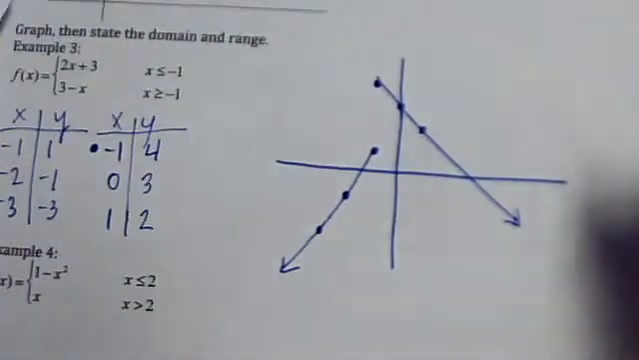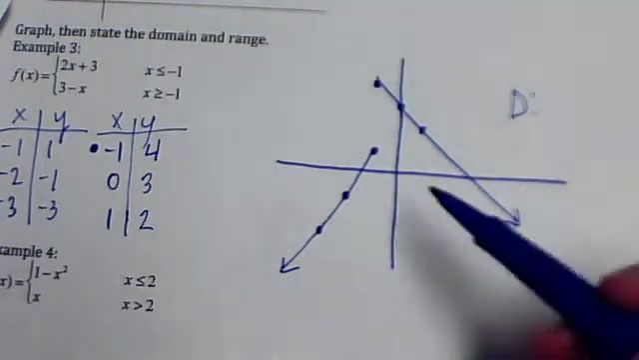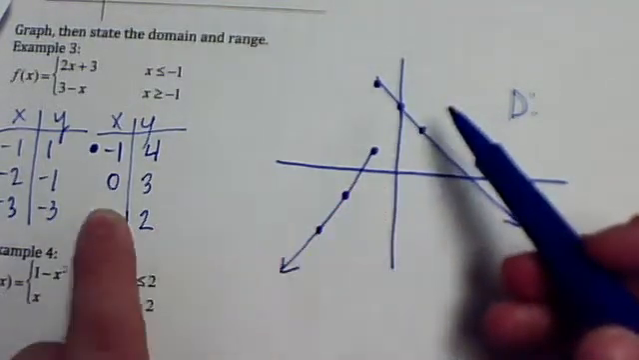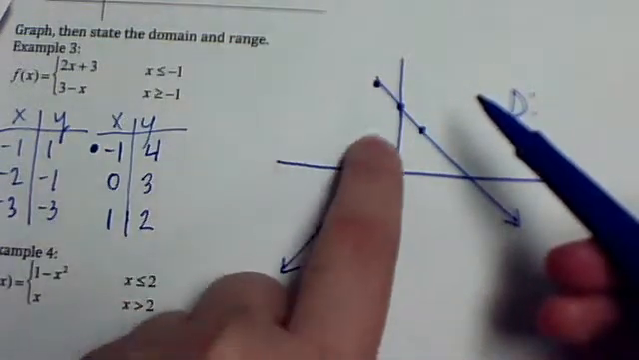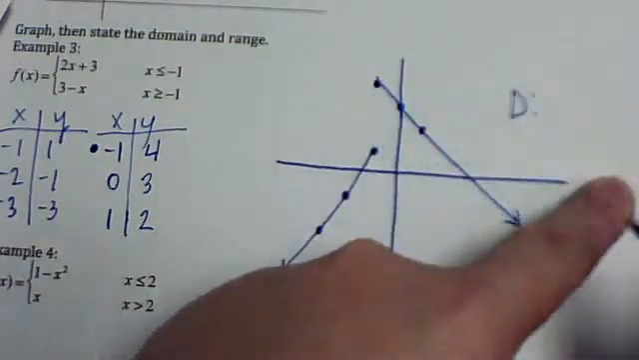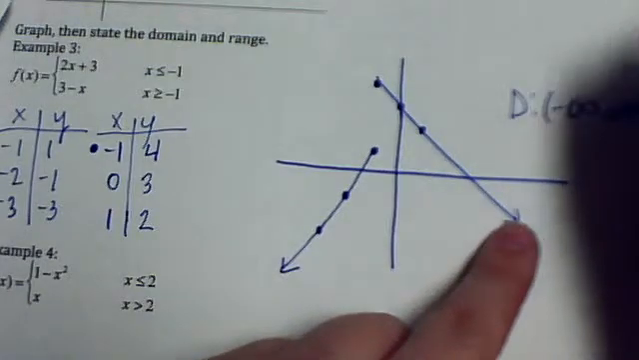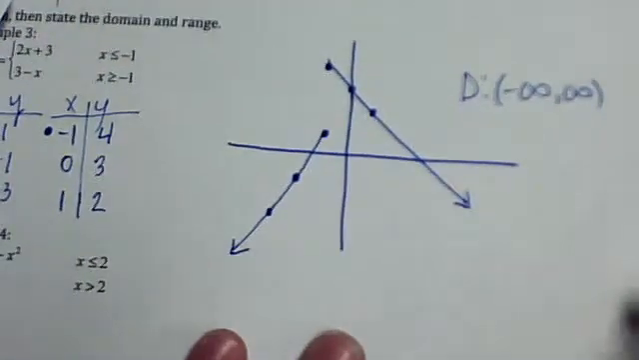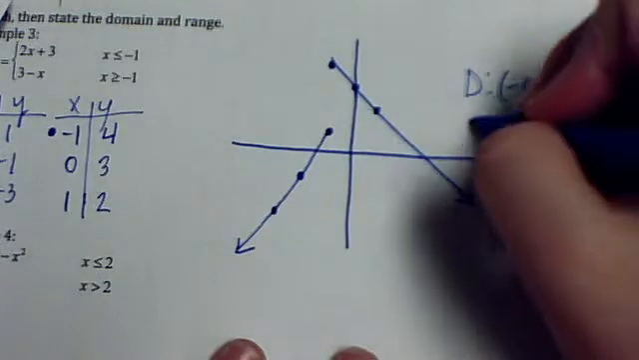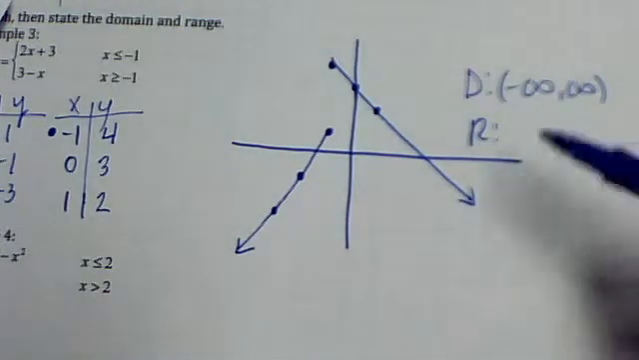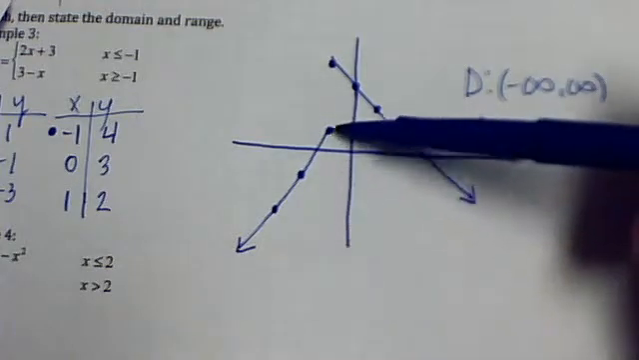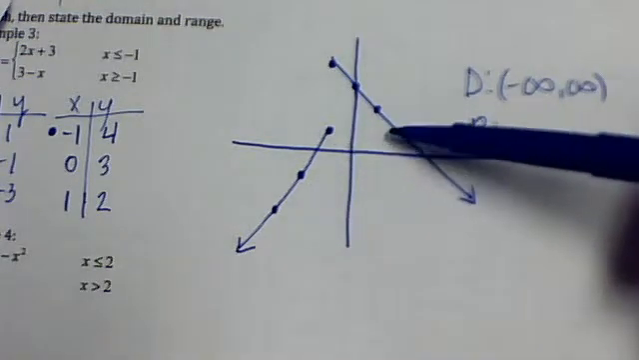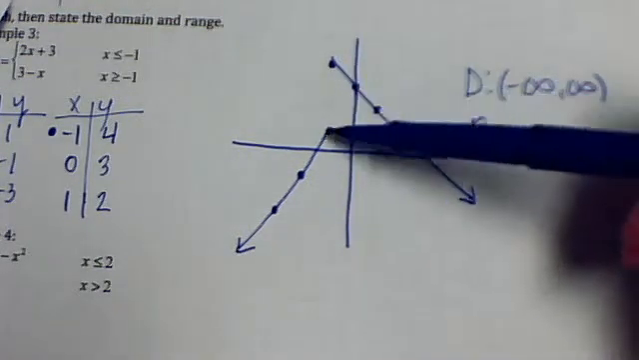Looking at that, for my domain, this arrow is going off to the left, so that's negative infinity. There's a gap here, but it's filled in right there. Keep going to infinity. So my domain includes all of the x's. Okay, the range. If we look, there are arrows going down, so we know it's negative infinity. There's a stop here, but this gap is filled in on this part.